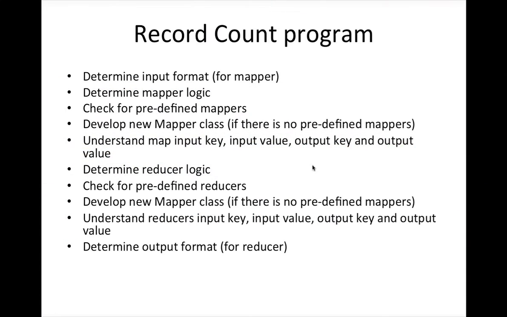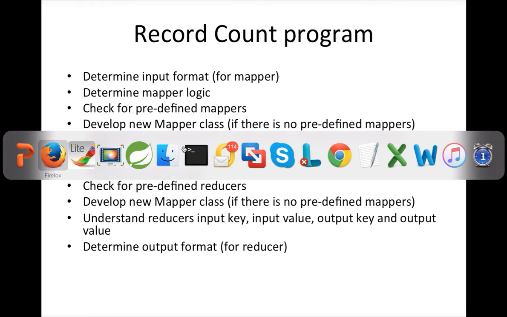So anyway, we will start developing the mapper in a moment. Once we finish the mapper portion of it, we need to develop the new mapper, and while developing it, we need to understand the map input key, input value, output key, and output value. So let's start developing our first custom mapper, and the logic is to transform each record into count, comma, one tuples.